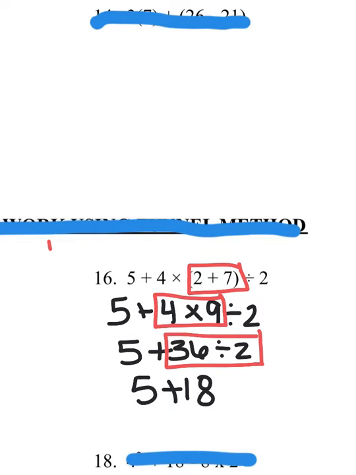And then I can finish my expression. So 18 plus 5 gives us an answer of 23.